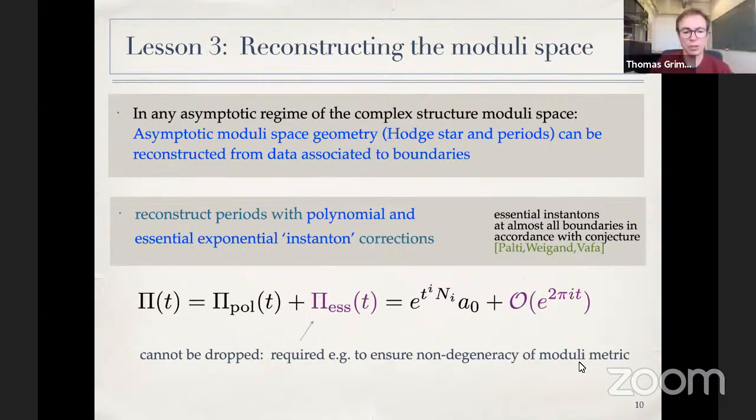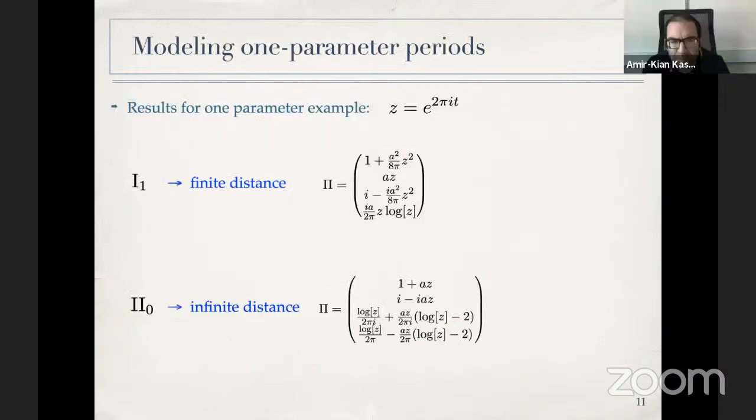And the asymptotic Hodge theory techniques allow you to construct which terms are needed, which are absolutely necessary to ensure the non-degeneracy of your whole Hodge structure. That's what you mean by essential exponential contributions? So that's what I mean by essential. By essential, I mean that, for example, your moduli space metric, all your metrics, do not degenerate. So if you write down the periods and you compute the moduli space metric from them, it shouldn't become zero. And for example, in the conifold, if you did not include the exponential correction, it would be zero.